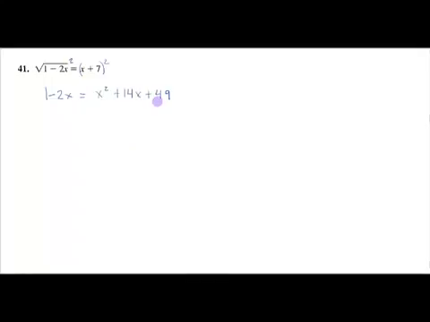I'm going to have to get everything on one side equal to 0. So I'm going to subtract 1 and add 2x to both sides. That gives me x squared plus 16x plus 48. Now I need to factor this trinomial. Factoring this trinomial, I get an x plus 4 and an x plus 12.